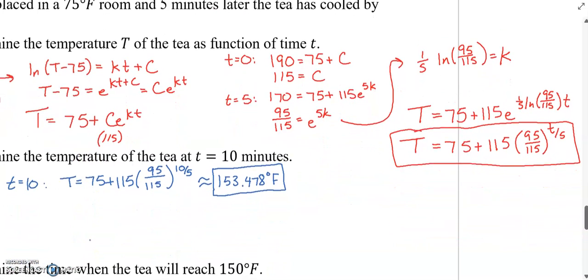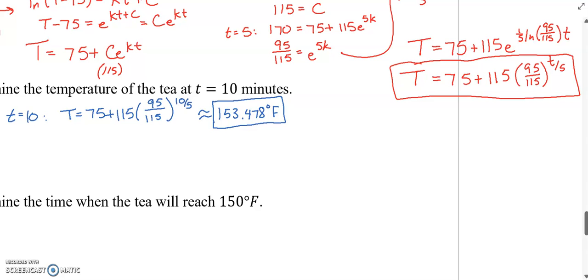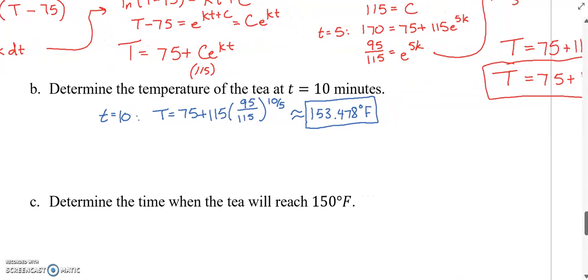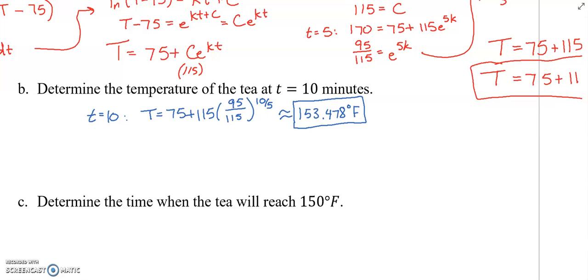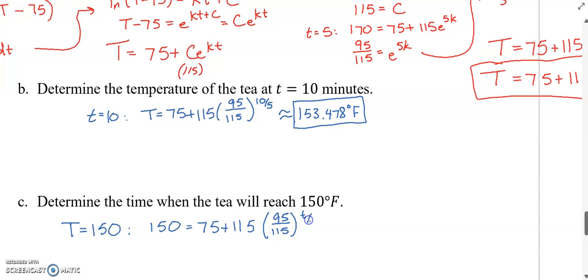Alrighty, cool. So that is, I guess, the forwards direction that we could ask. The backwards direction is asking the question, when will the T reach 150 degrees? Okay, that's not going to be at T equals 10. It's going to be a little bit later, right? It's going to be at some future date. So this is when T equals 150. So we're going to say 150 equals 75 plus 115 times the fraction, 95 over 115, raised to the, we don't know what t is this time, so little t divided by 5. So we'll solve for little t.